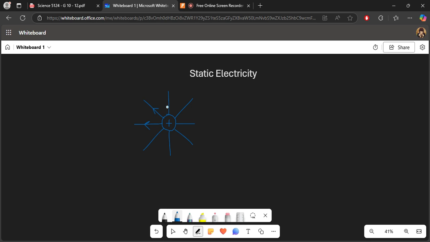So the arrows point outwards from the positive to the negative. Yeah, that's what I meant. From the positive to the negative. So, positive charge like that. Then my negative charge, the arrows go to the negative, from the positive to the negative.